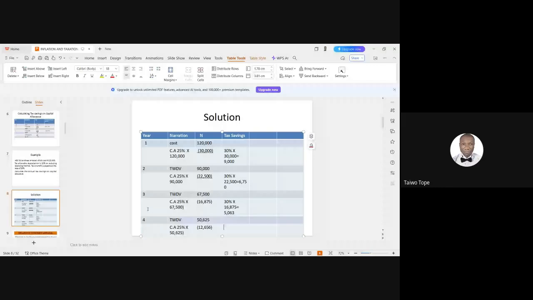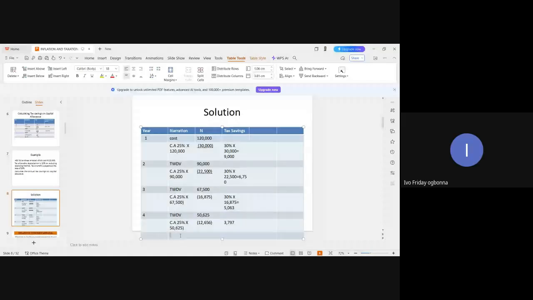3,797. Now, what would be your tax written down value as at the end of year 4? 37,969. That is the difference between 50,625 less 12,656. Yes, sir. 37,969. Now, the question, do we have sales scrap value from the question? No, sir.